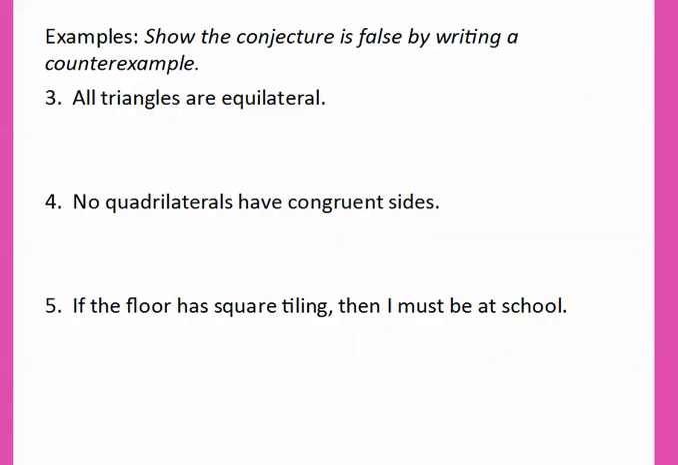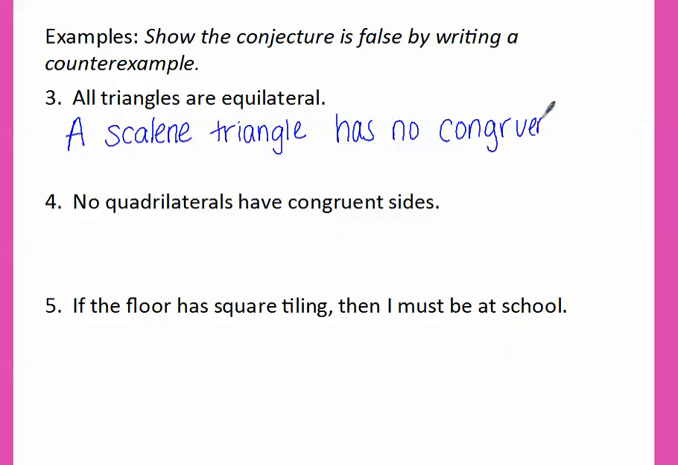So let's look at some situations. We're going to show these conjectures are false by writing a counterexample. So, our first example, all triangles are equilateral. Well, if you remember from previous math classes, there's more than one type of triangle. A scalene triangle has no congruent sides. And we said earlier when Tom was making his conjecture that an equilateral triangle, all sides are congruent. Scalene triangles, all the sides are different lengths.